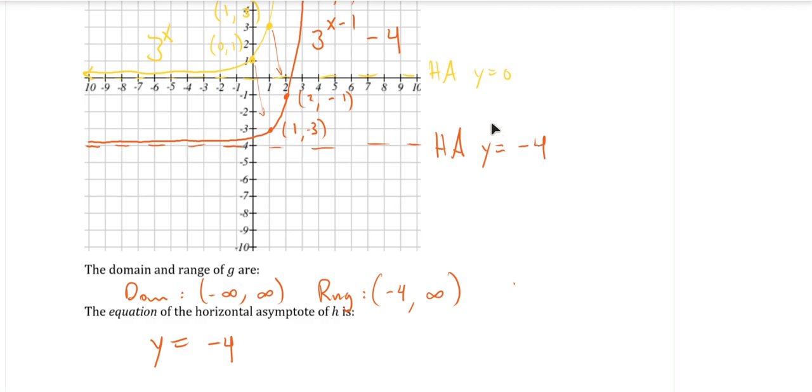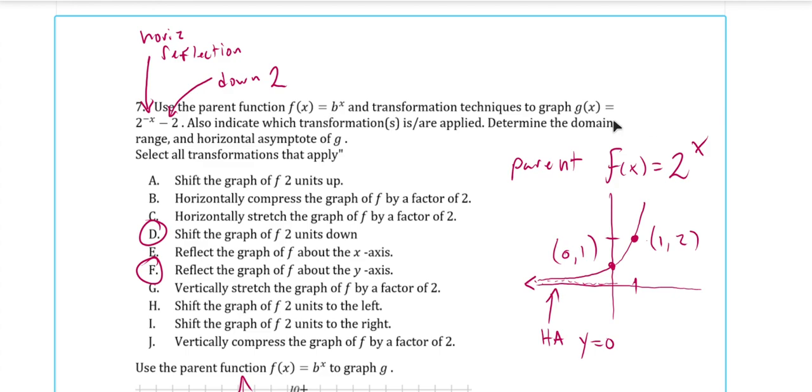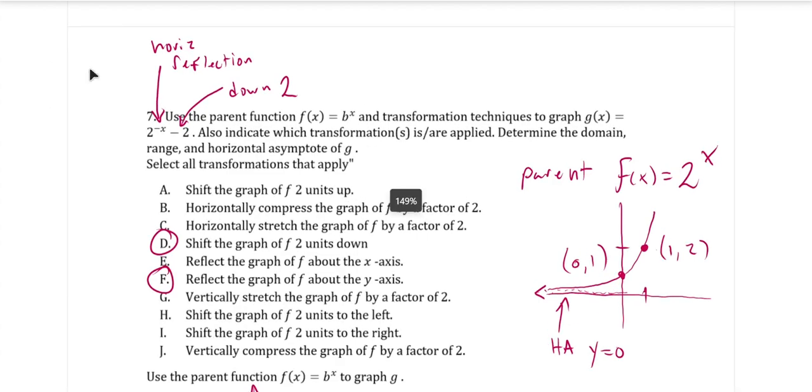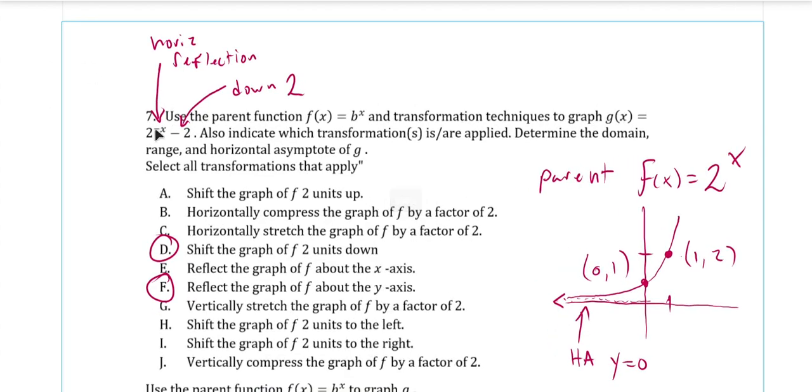The equation of this horizontal asymptote is the horizontal line y = -4. Likewise with this one, we have g of x is equal to 2 to the minus x minus 2. We want to identify our transformations. One is due to this minus sign here, and that's horizontal reflection. The other is due to this -2 here, and that is a downshift by 2.